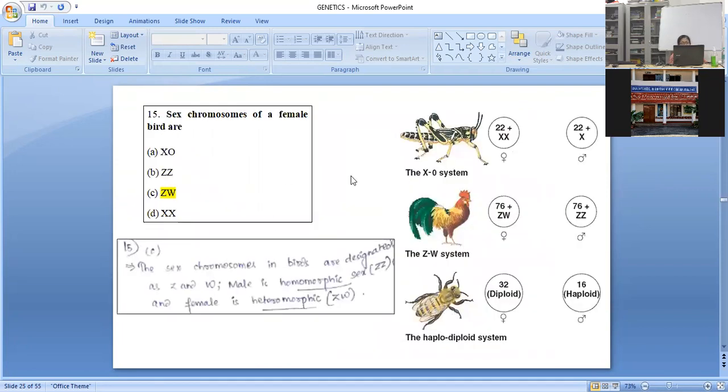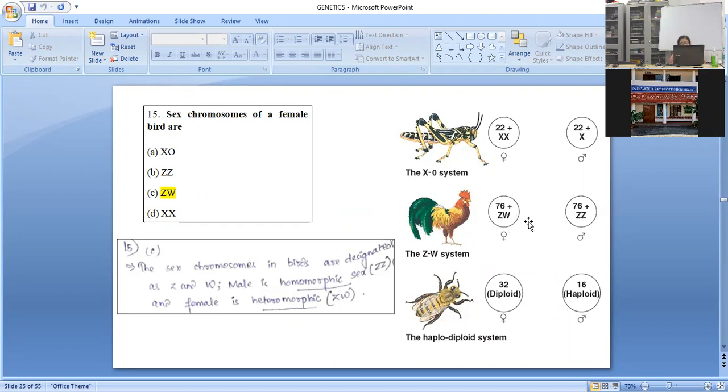Now, we have a portion called sex determination in birds and insects also. So the sex chromosome of a female bird, if I say bird, the category is ZW type. And in this, the males would be homogametic, females would be heterogametic. Just the opposite of human beings, birds. Just the opposite case of human beings.